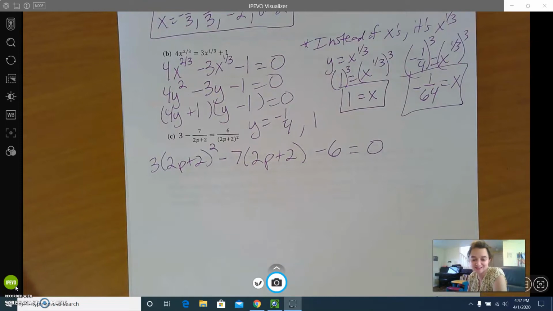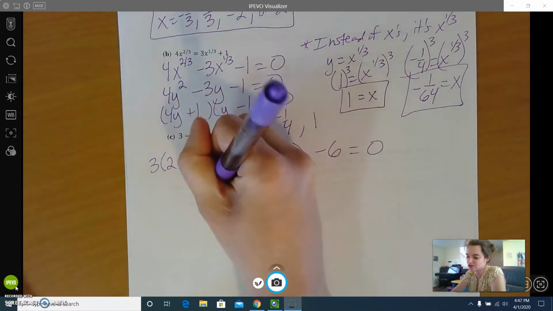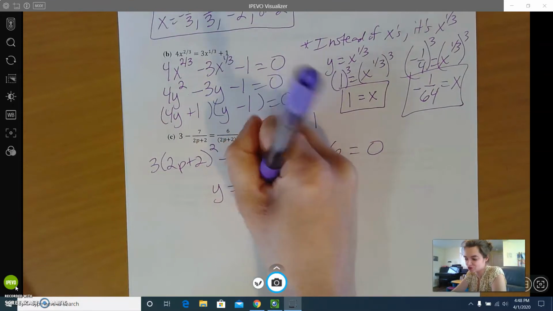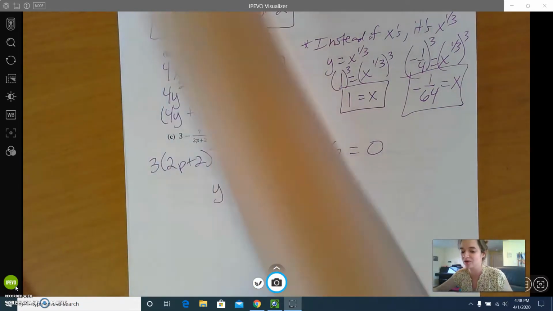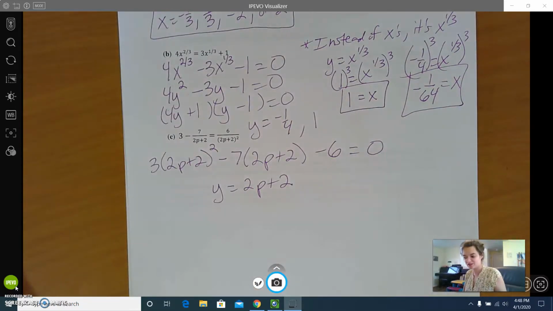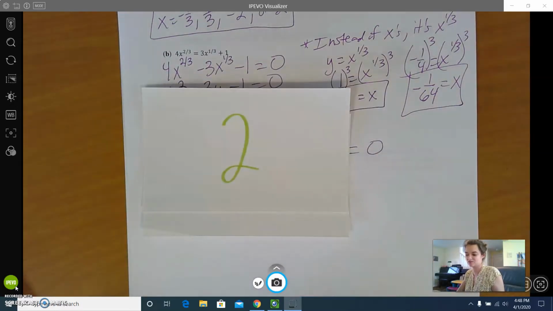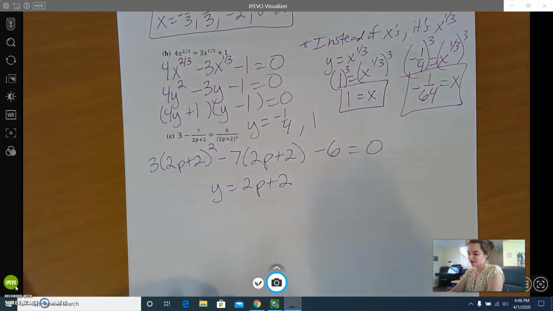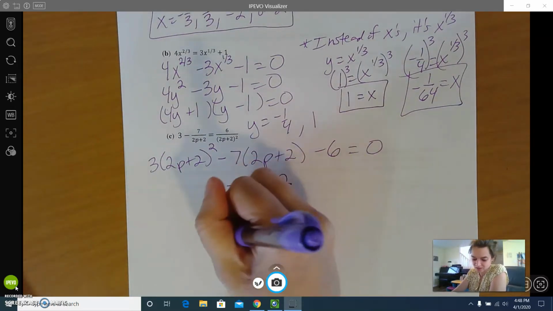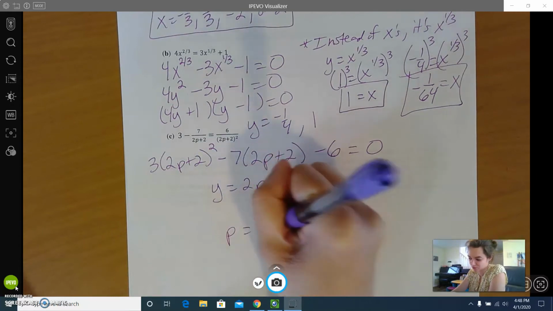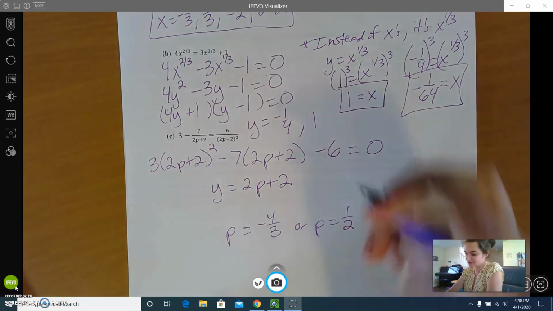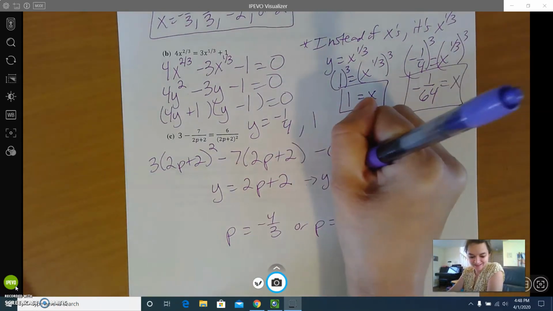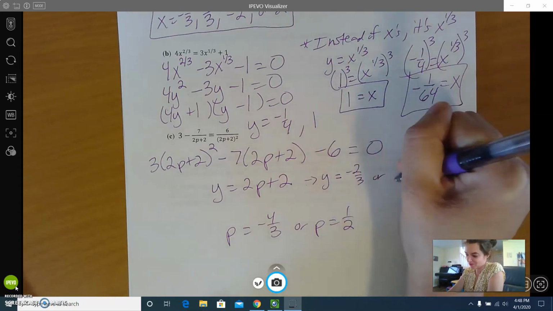This time, instead of having x's, you've got 2p plus 2. So make your y equal to 2p plus 2 and substitute. And I'm going to let you guys try this one, okay? So try doing your substitution. I promise I'll give you the answer in 3, 2, 1. All right. When you finish, you're going to get p equals -4/3 or p equals 1/2. Before that, if it helps, you're going to get y equals -2/3 or y equals 3.